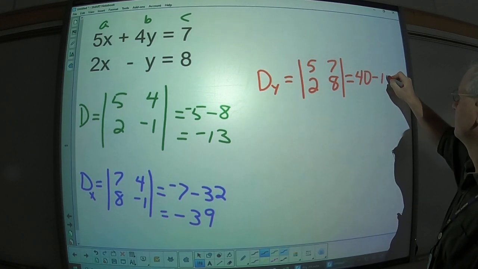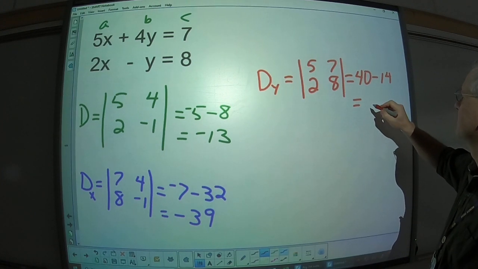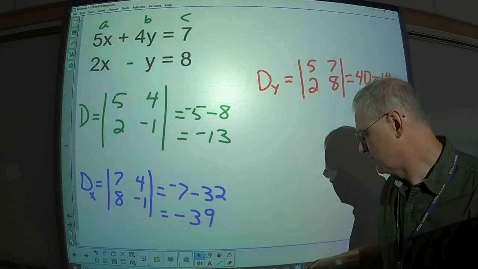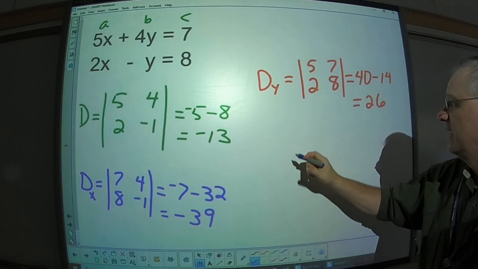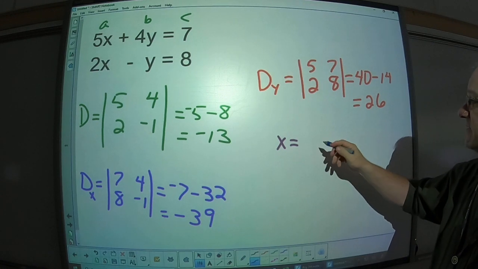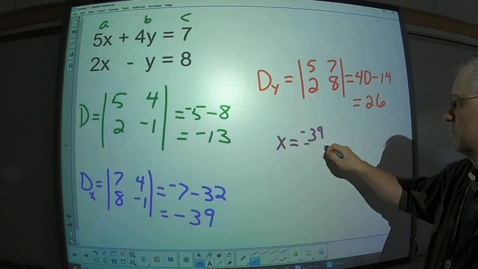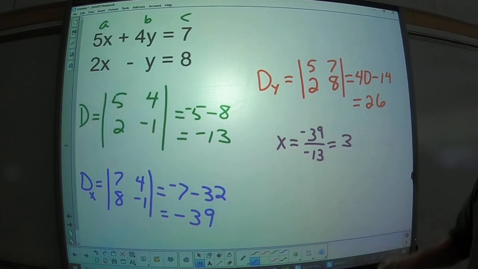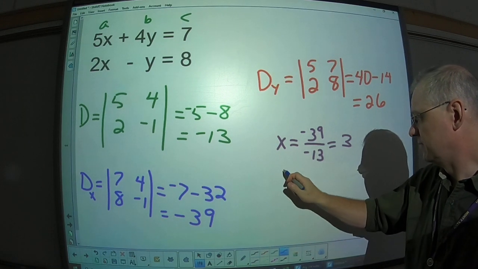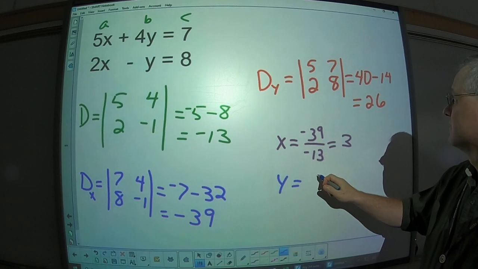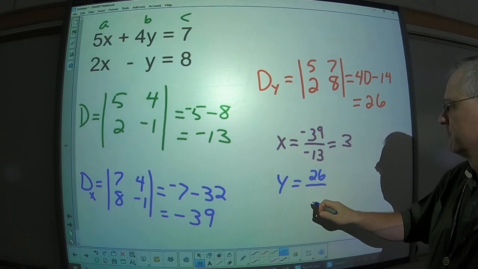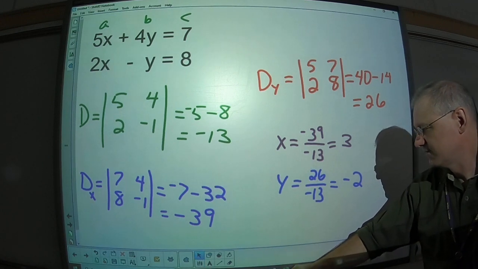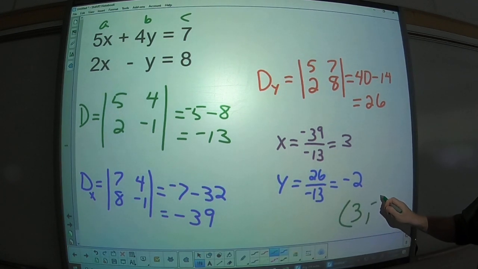40 minus 14, positive 26. Now, x is going to be D sub x, negative 39, over D, negative 13. A much nicer answer here, positive 3. Y, D sub y, 26, over D, negative 13, negative 2. So my final solution here, 3, negative 2.